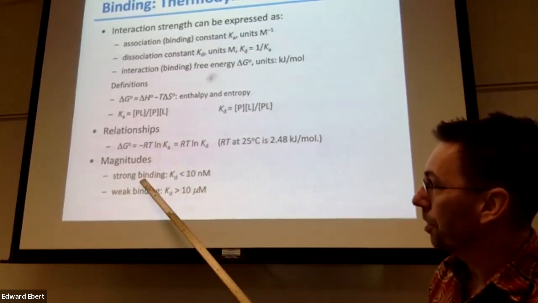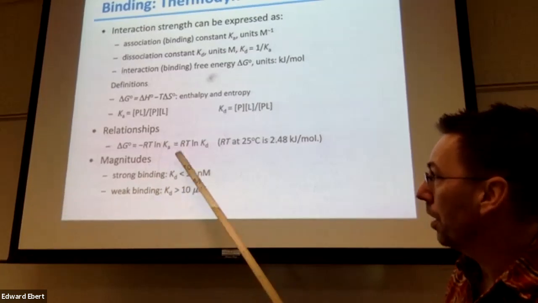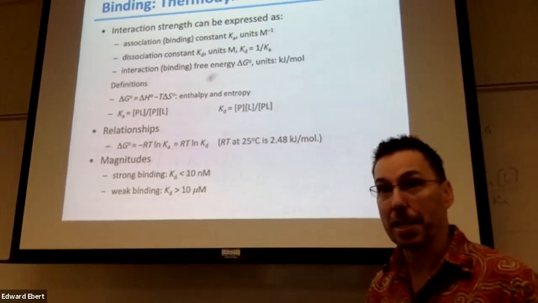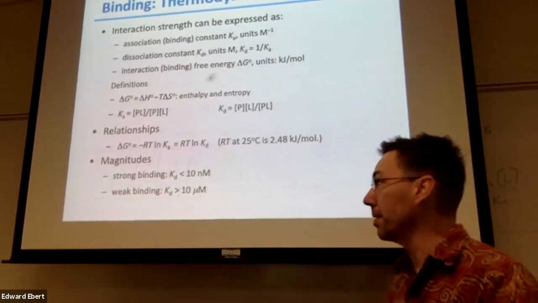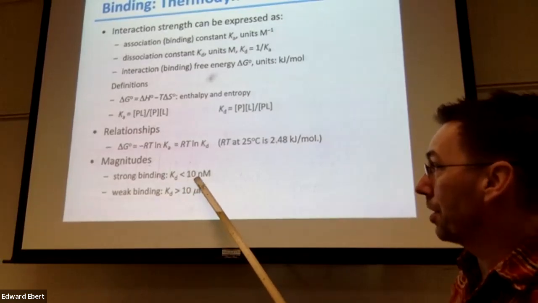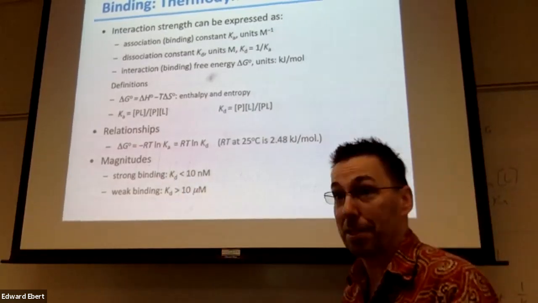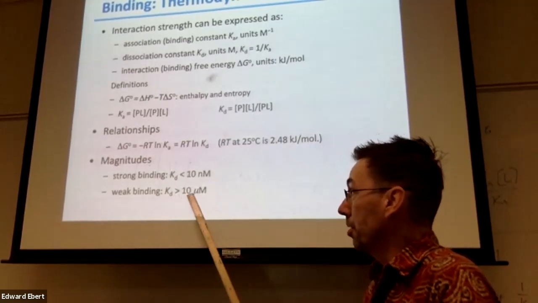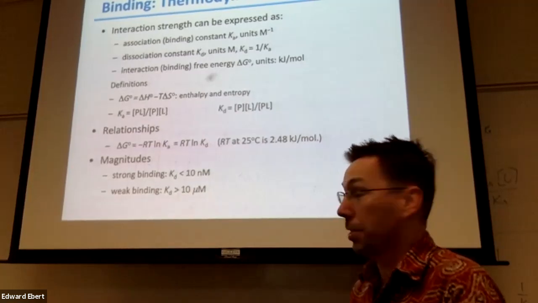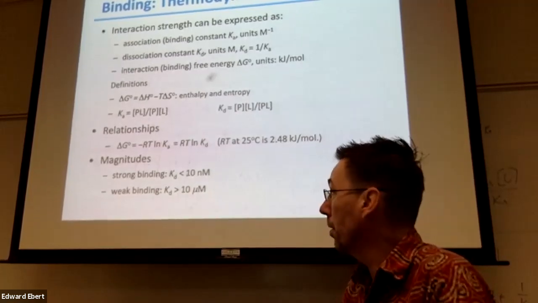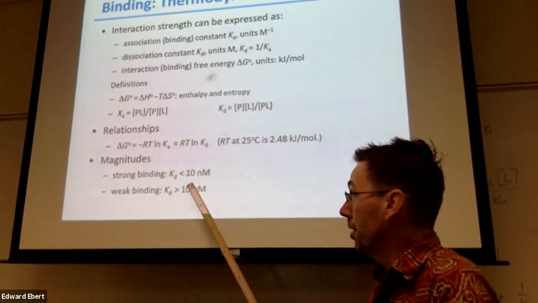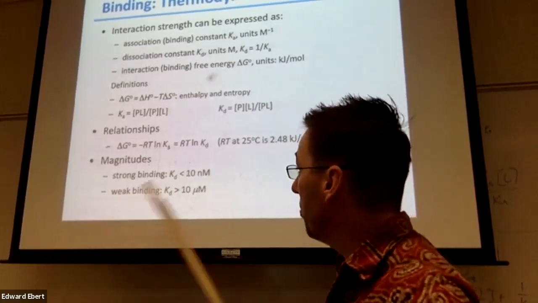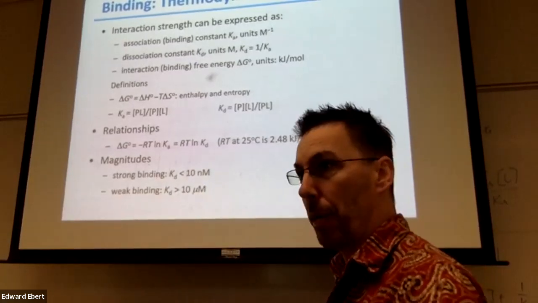What this comes down to is if we have very strong binding, our dissociation constant will be very small. So the smaller our Kd, the more tightly our ligand binds. Strong binding is arbitrarily defined as a Kd of less than 10 nanomolar. Weak binding is defined as a Kd greater than 10 micromolar, and the 3 orders of magnitude in between would be intermediate binding. Basically, the smaller the value for Kd, the stronger the binding.